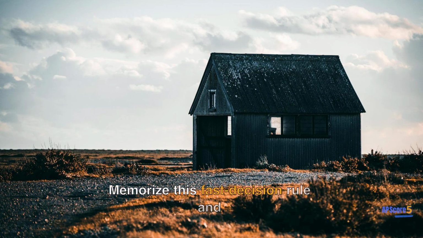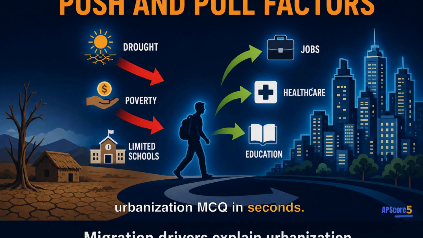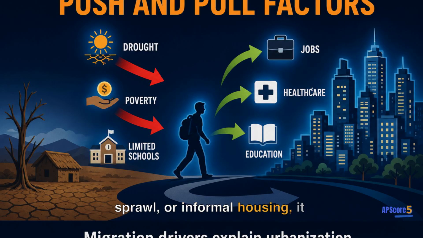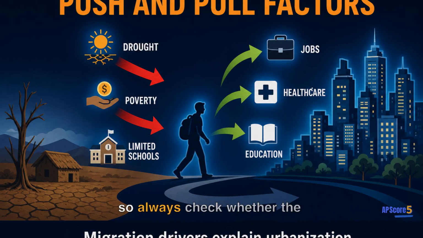Memorize this fast decision rule, and you can answer almost any urbanization MCQ in seconds. If the problem is at the rural origin, it is a push factor. If the opportunity is at the city, it is a pull factor. If the result is something happening after migration, like congestion, sprawl, or informal housing, it is an effect, not a cause. Many students lose points by mislabeling effects as pull factors, so always check whether the clue happens before or after migration.